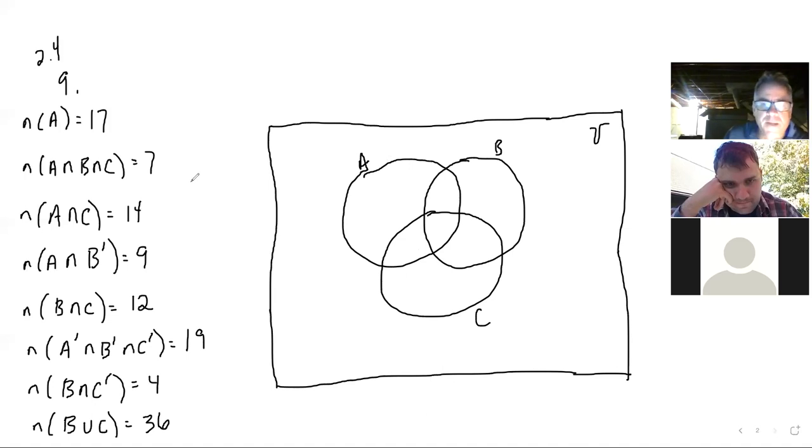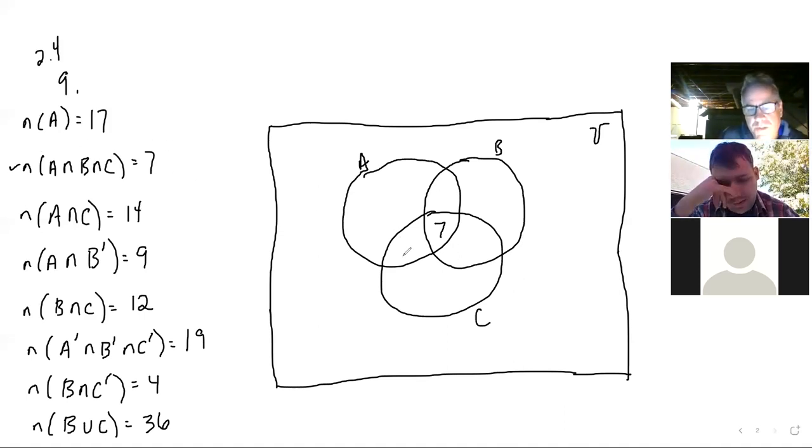Now, always start here. That is where all 3 sets overlap. And so when I go over to the information, that's right here where it says the number of elements that are in A and B and C, A intersect B intersect C. That's this region right here. And it says it is 7. So I place a 7 there. Let's put a little check mark. I've used that. So from there, I'll kind of spiral my way out.